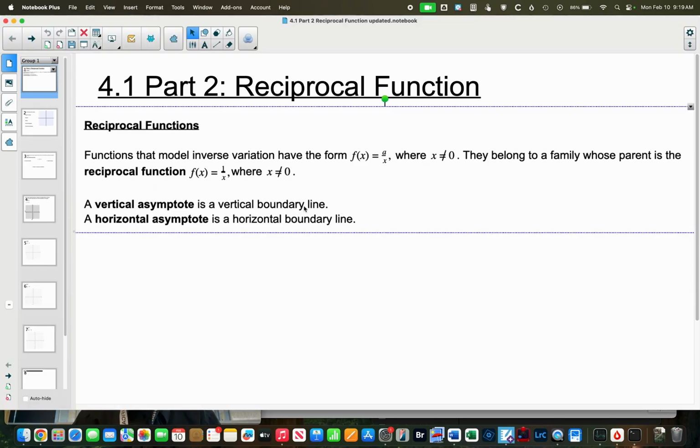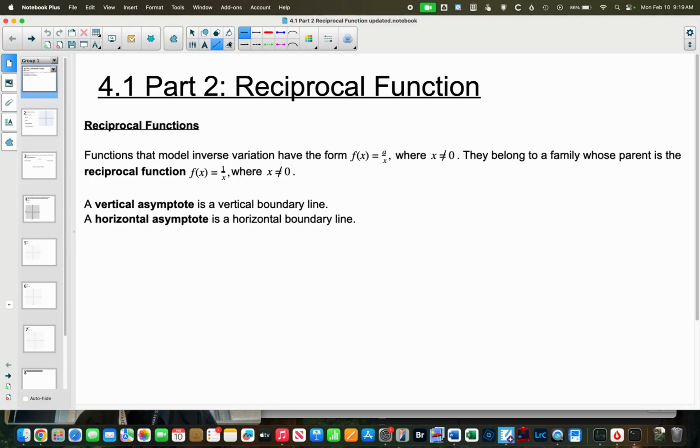Okay, so a vertical asymptote is a vertical boundary line that your function will approach but never touch. So we usually graph that with a dashed line. And then a horizontal asymptote is the same thing but horizontal. Our function will never touch it, and we use a dashed line to graph it, okay?